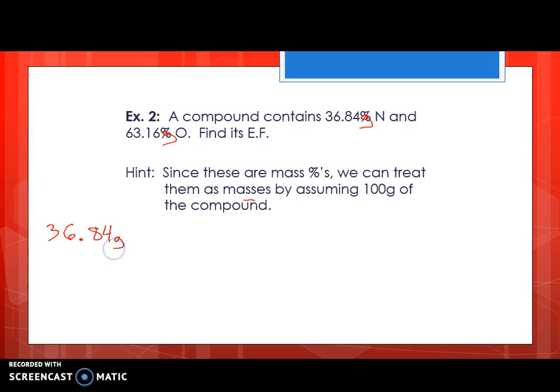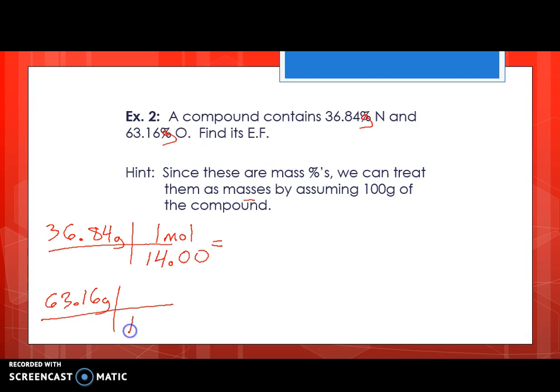36.84 grams of, in this case, nitrogen. So again, it's a compound of nitrogen and oxygen, so I'm only going to use 14.00 and not the diatomic, in 1 mole. And then for the other one, 63.16 grams of oxygen. Again, yes, it's diatomic, but in empirical formula, I don't have to worry about that because it's not bonded to itself. It's bonded to someone else.